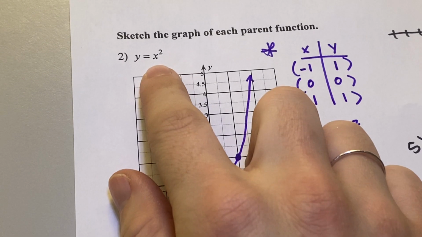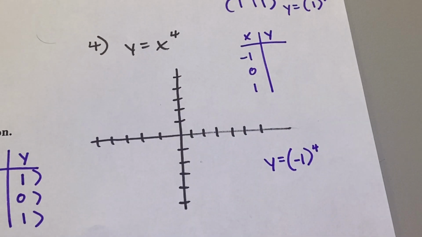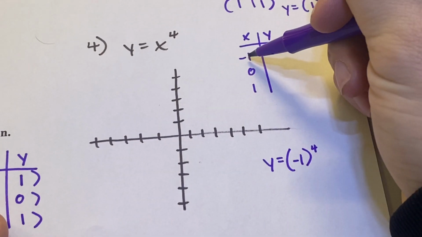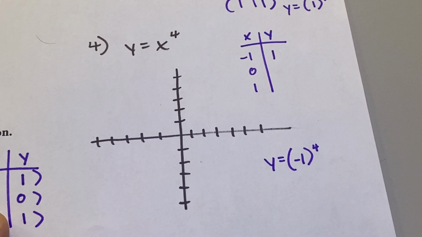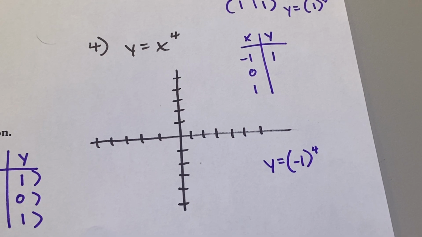Okay, so whenever there's an even power, same thing over here with squared, we plugged in a negative and got a positive. Same thing with our 4th power. When we plugged in a negative, we get a positive, because the power is even. 2 and 4 are even, so we get positives.